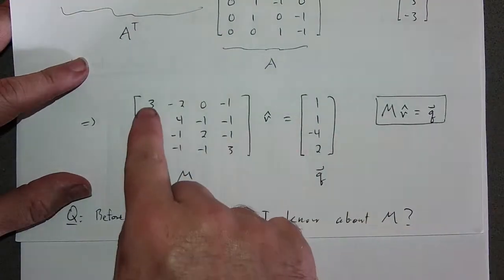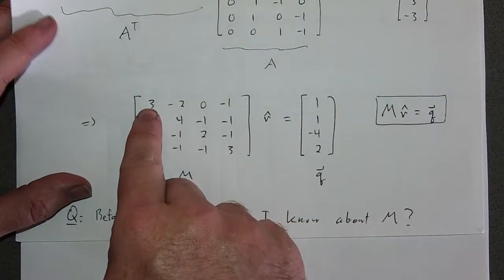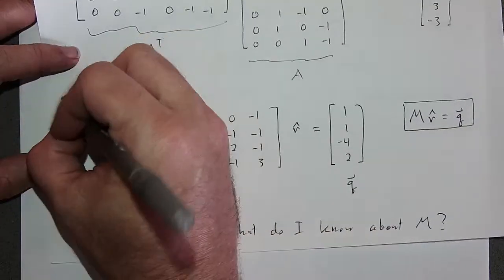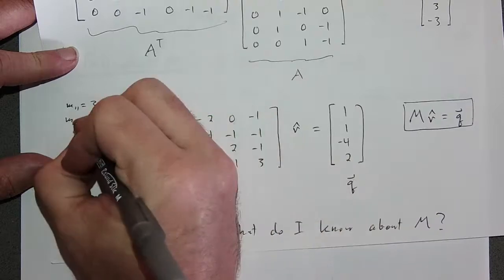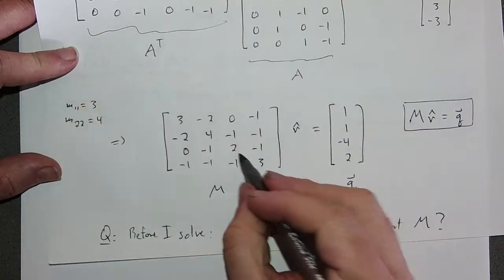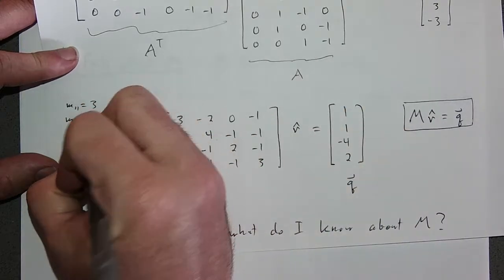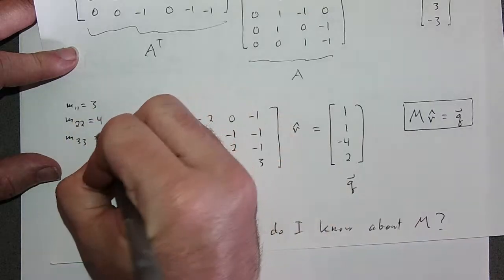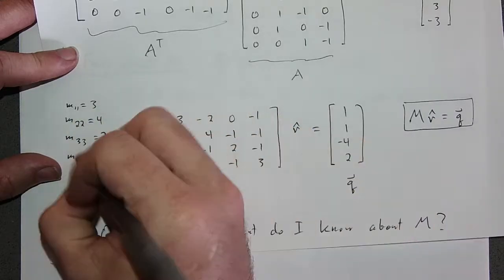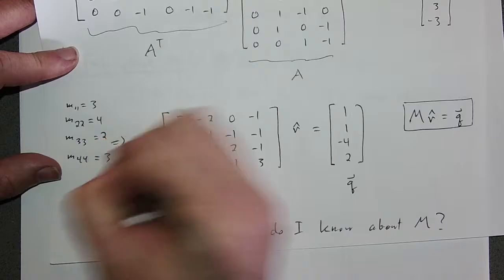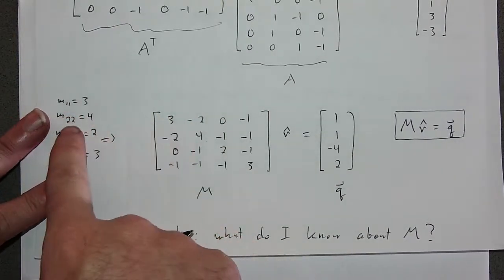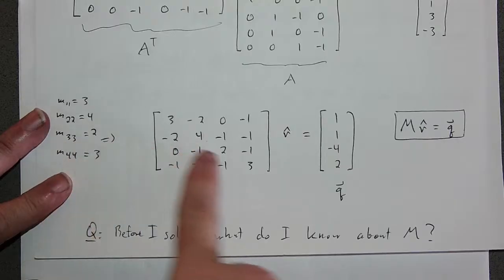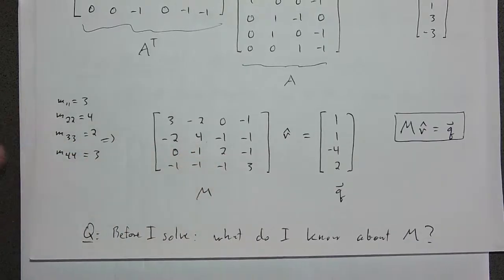Well, M sub 1,1 is 3. Maybe I'll just write it here. M sub 1,1 is 3. M sub 2,2 is 4. M sub 3,3 is 2. And M sub 4,4 is 3. So if this pattern holds, it should mean that Team 1 played 3 games, Team 2 played 4 games, Team 3 played 2 games, and Team 4 played 3 games. So let's see that this is the case.